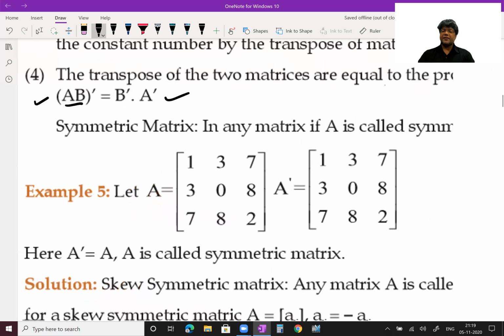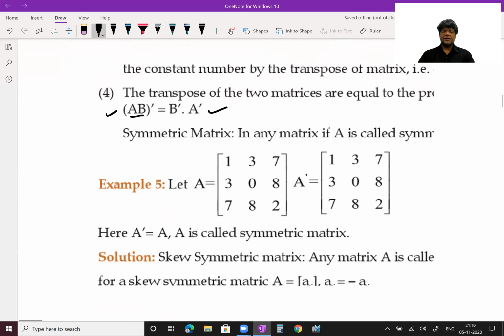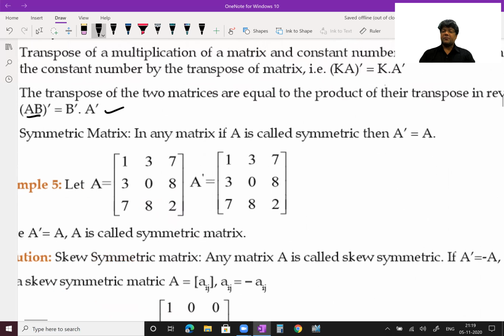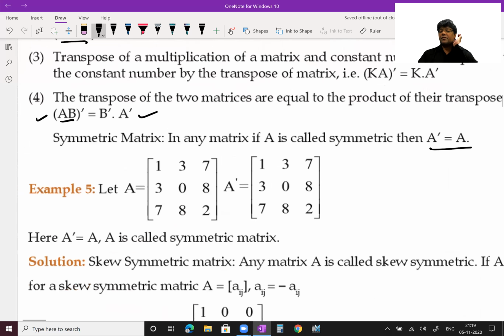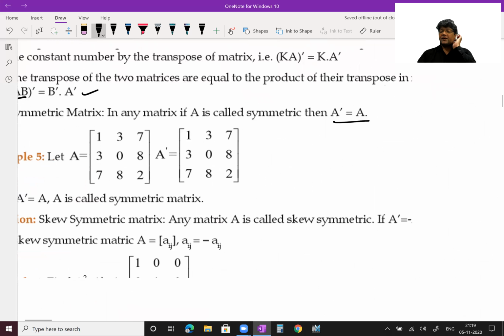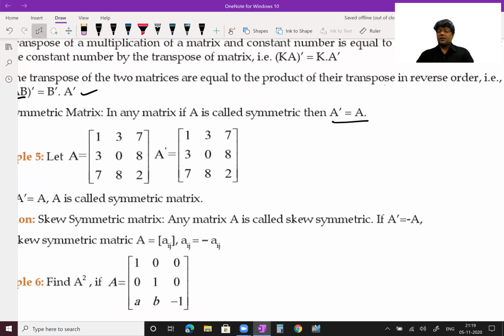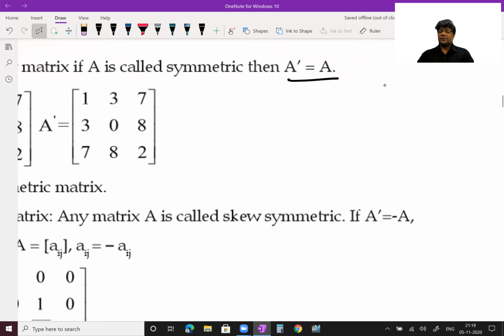Now symmetric matrix, the definition is written here, guys. Symmetric matrix when A is equal to A transpose. Skew symmetric when A will be equal to minus of A transpose, or you say A transpose is equal to minus A.